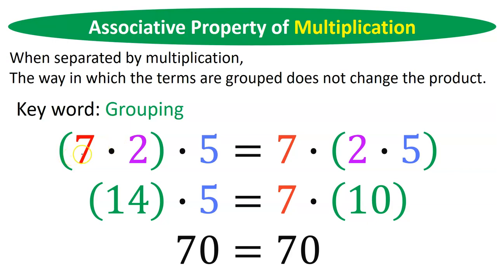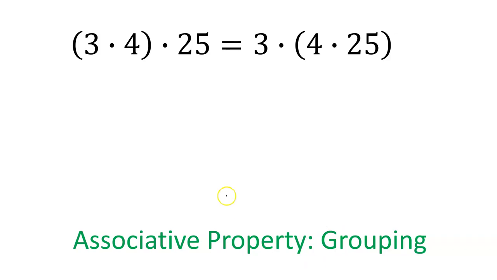And you want to focus on the fact that the grouping changes, but look, the number order doesn't. So 7, 2, 5 over here, it's still 7, 2, 5. It's just that the parentheses are around a different set of numbers. So the order of the numbers doesn't change, the grouping changes.